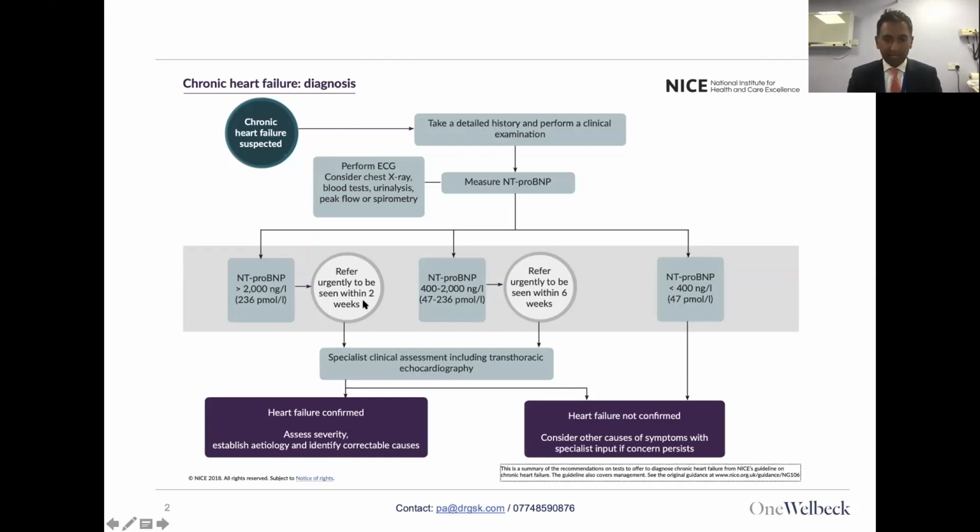Once the patient has had that NT-proBNP and they've had their echocardiogram and a specialist assessment, that will either confirm heart failure or say, this isn't heart failure, please think of something else.